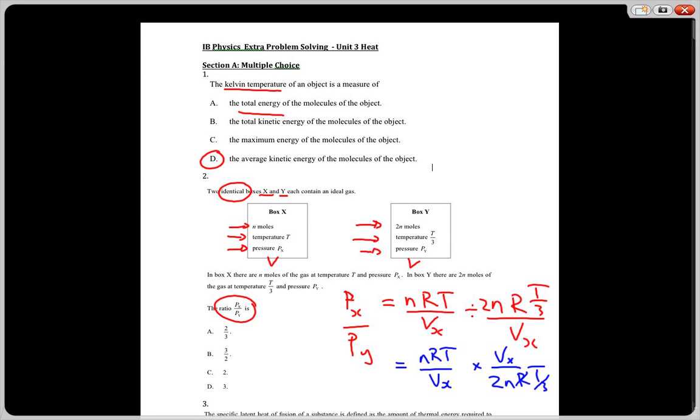Here we see that our R will cancel that R, that n will cancel that n, that Vx will cancel that Vx, and that T will cancel with T. And here we're going to be left with 1 over 2 over 3. So when we divide that, that will be 3 over 2. So B would be your correct answer in that case.